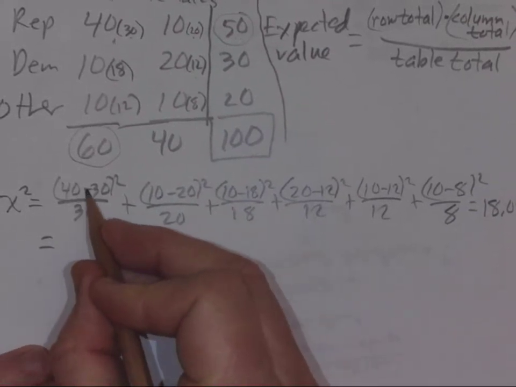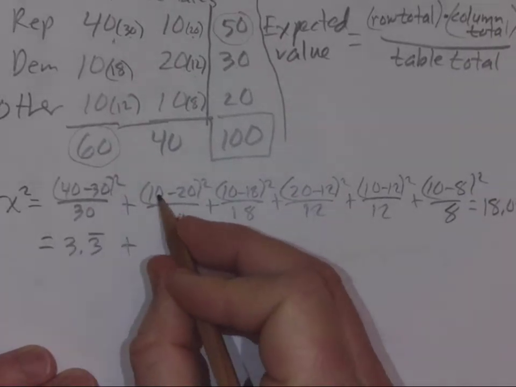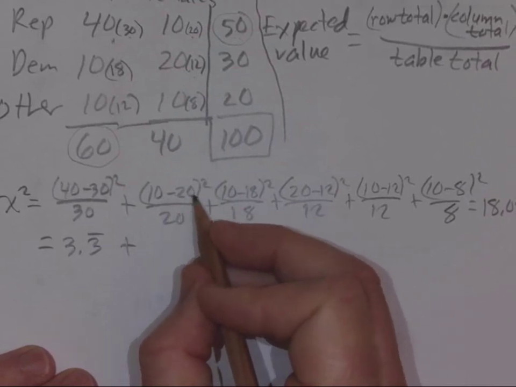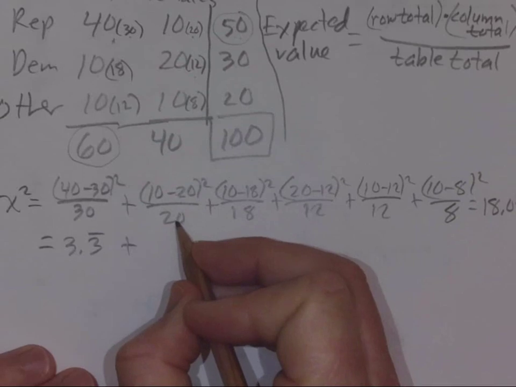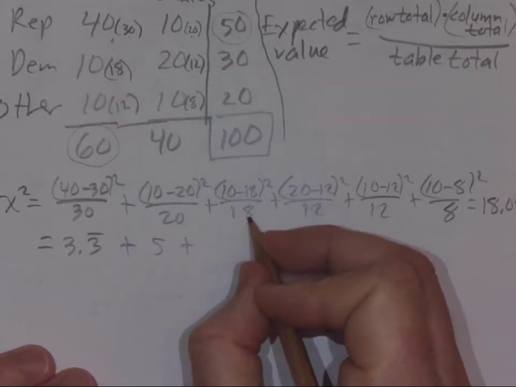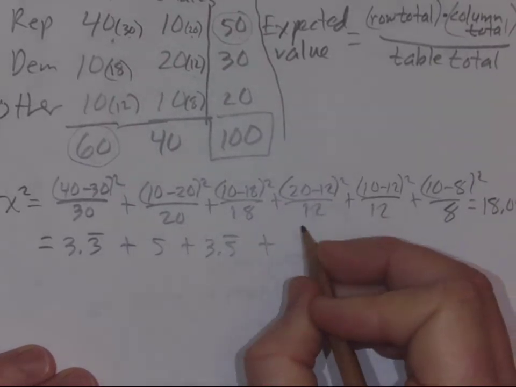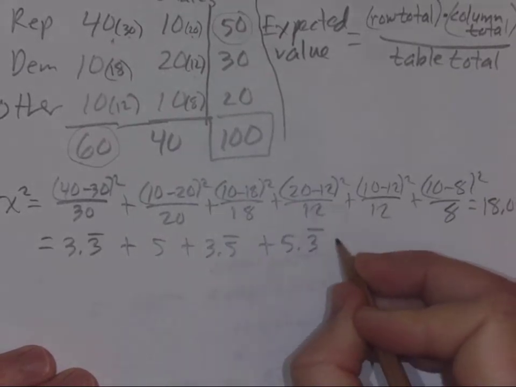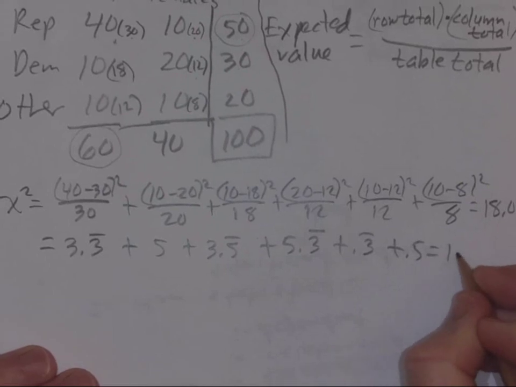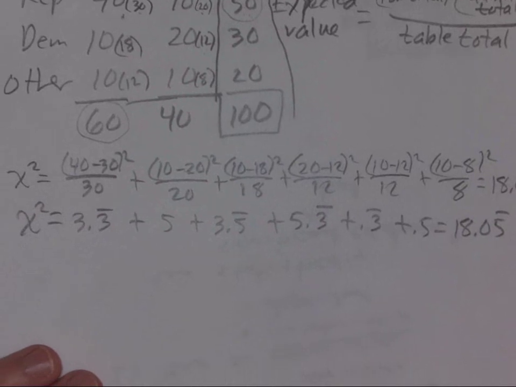But the actual numbers are important, it's important to be able to find these actual numbers. So 40 minus 30 squared over 30, that's 3.3 repeating. And then this cell is 10 minus 20 squared, so that's negative 10 squared, which is 100, divided by 20, which is 5. And for this one, that's negative 8 squared divided by 18, which is 64 divided by 18, which is 3.5 repeating. And then for this cell, it is 5.3 repeating. And for this one, it's 0.3 repeating plus 0.5. And like I said, that's equal to 18.05 repeating. That is our test statistic, and that's how you find it by hand.